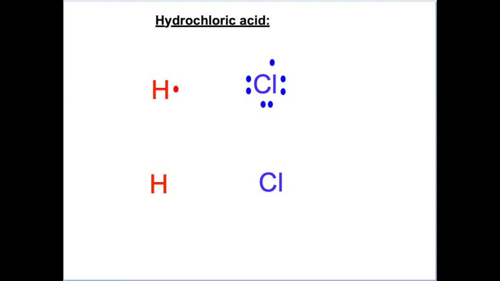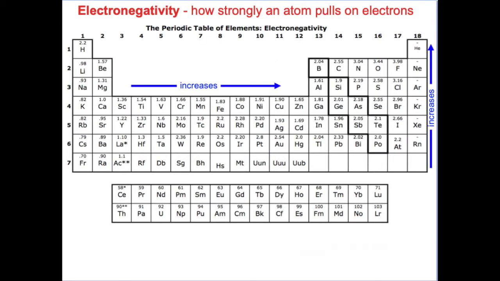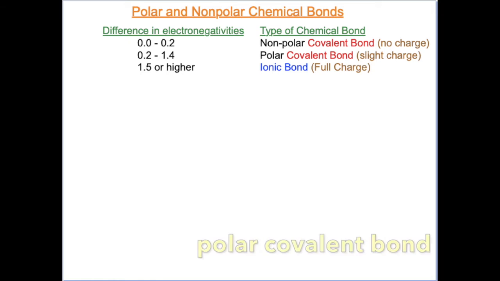Think of it like a tug-of-war match, where the stronger element will pull harder on the electron and pull it closer to it. Let's determine which element is stronger by finding the difference in electronegativities. Chlorine is 3.16, hydrogen is 2.2, so the difference is 0.96. This is a polar covalent bond.